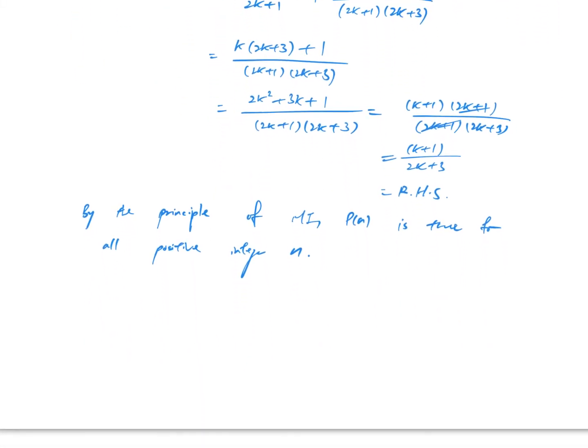Remember, draw the conclusion by the principles of mathematical induction. P of n is true for all positive integers n. Try to digest the questions and let's discuss together.